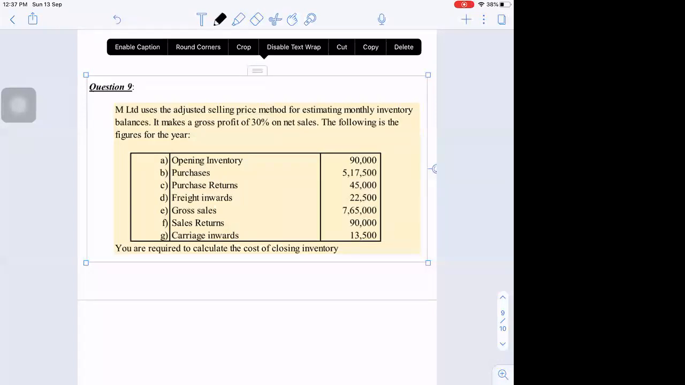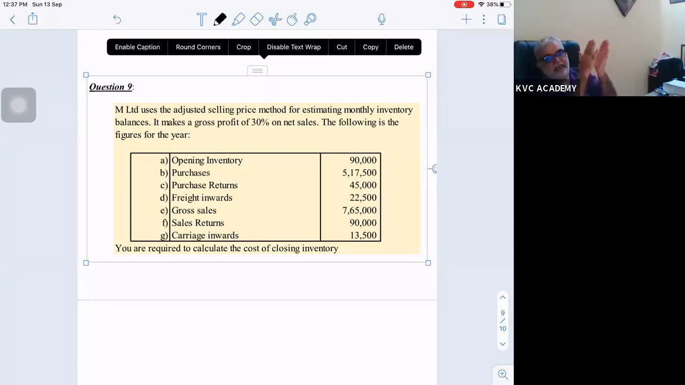5,17,500. C. Purchase returns 45,000. D. Freight inwards 22,500. E. Gross sales 7,65,000. F. Sales return 90,000. G. Carriage inwards 13,500. You are required to calculate the cost of closing inventory. Okay, 5 minutes. Give me the answers in the chat window.